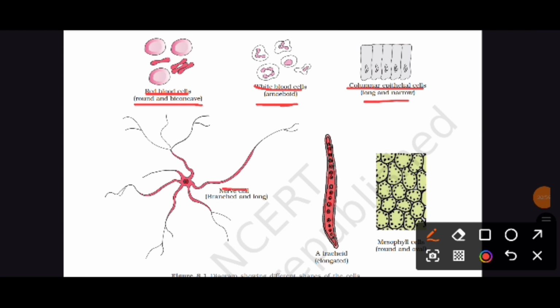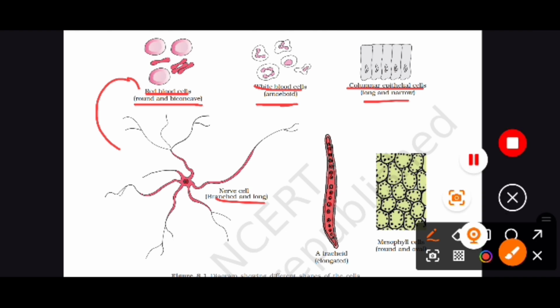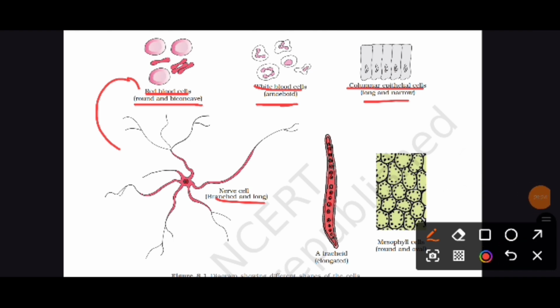Nerve cells are branched and long. Why aren't nerve cells round and biconcave? They are not round and biconcave because nerve cells should pass on information in the form of impulses. So if nerve cells are long, they can pass the information very quickly. They are in the form of threads for that. So it is told that the cell structure depends on the function they perform.